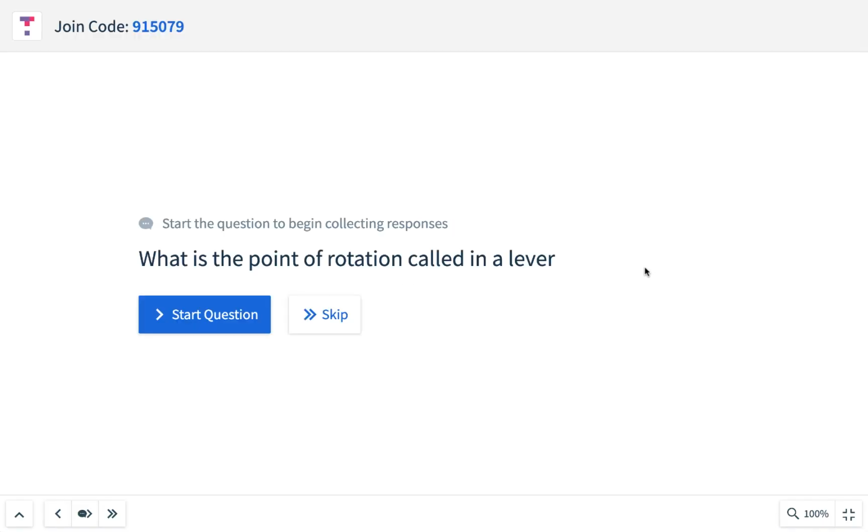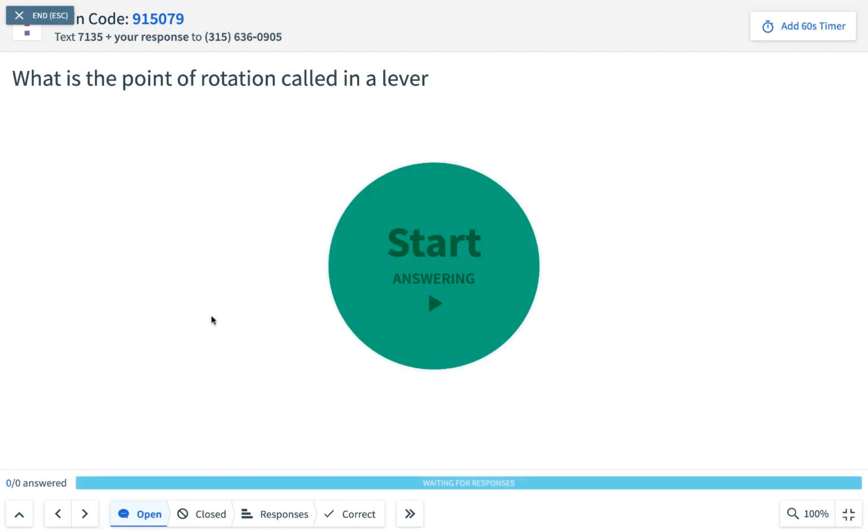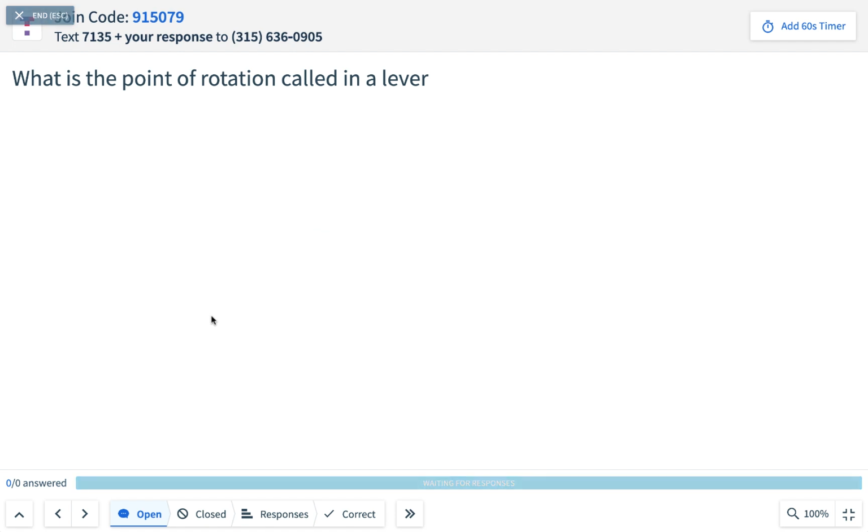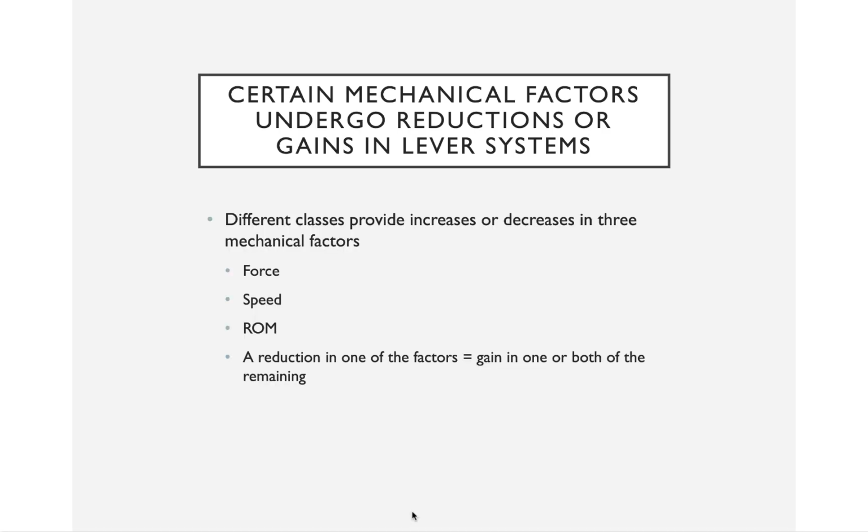So we've talked about this. I have a question. What is the point of rotation called in a lever? Think about this. I'm not looking for the word joint here. I'm actually looking for the technical term. So we're going to move on to the next slide.